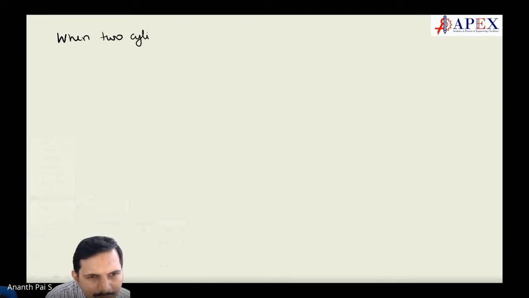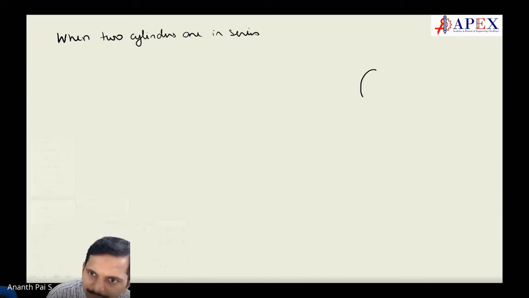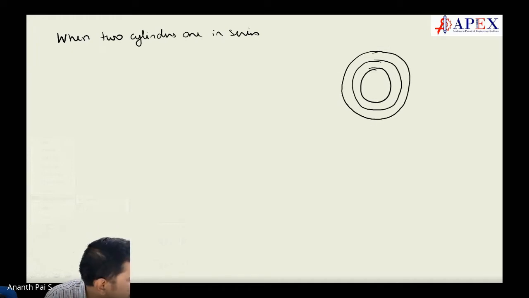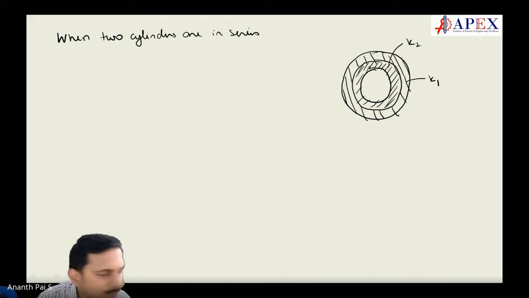So now, when two cylinders are in series, like this, this is cylinder 1. Cylinder 2 is over here. This is cylinders in series. This is one cylinder, this is the other cylinder. When we have two cylinders in series, which have K1 and K2 and R1, R2, everything.